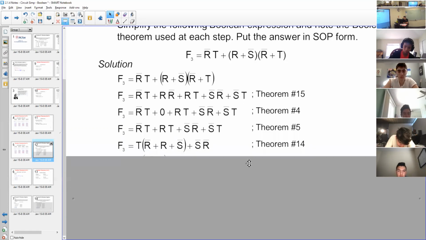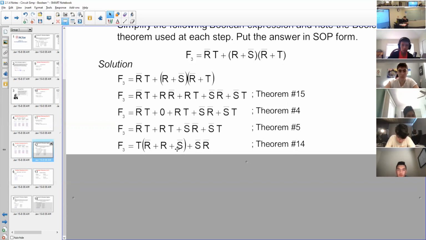All right, in the next step, they've actually grouped and factored out a t. So this first term has a t in it, the second term has a t in it, and the third term has a t in it. So they've rearranged them according to the associative properties, and then they've factored out a t according to the 14th distributive theorem. So we factor out the t, and it leaves the not R from this one, the R from this one, and the not S from that one. Questions about that step?